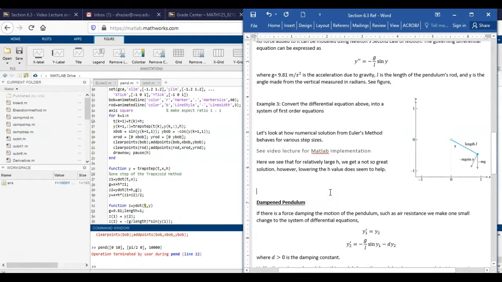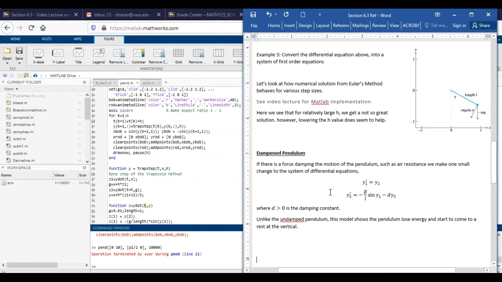So here we saw for relatively large h, that was 0.1, we got a not so great solution because of the oscillation above the initial condition, right? It should not go past that initial condition. But lowering the h value gives a better solution, and that's good to know, right?